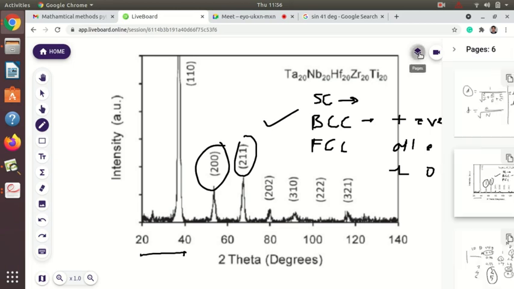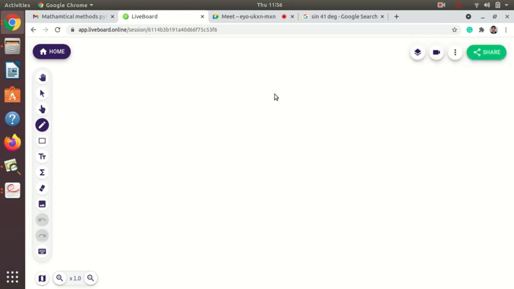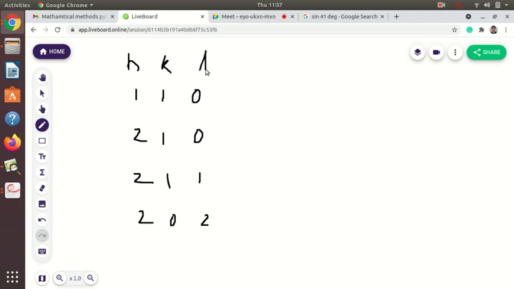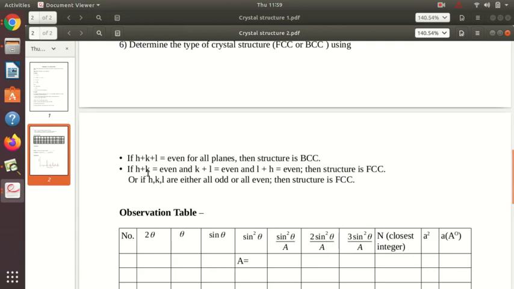I will give you an example, and tell me whether the structure will be FCC, BCC or simple cubic. What should be the crystal structure of such a material? I have given HKL values, and you can first check whether the addition is all even or not, and then check whether all values are even or odd. If both are not possible, then it must be SC. So see the conditions. If the addition of all is even, then it must be BCC.